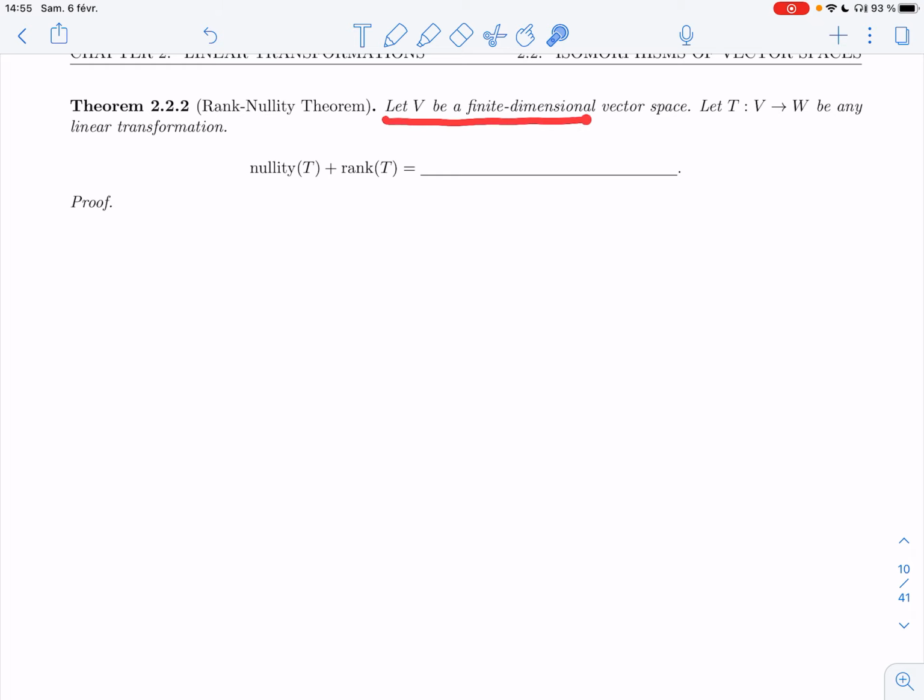So let V be a finite dimensional vector space. W can be any vector space. Let T from V to W be any linear transformation. Then the nullity of T plus the rank of T is going to be equal to the dimension of V. All right, so this is what we want to prove in this video.